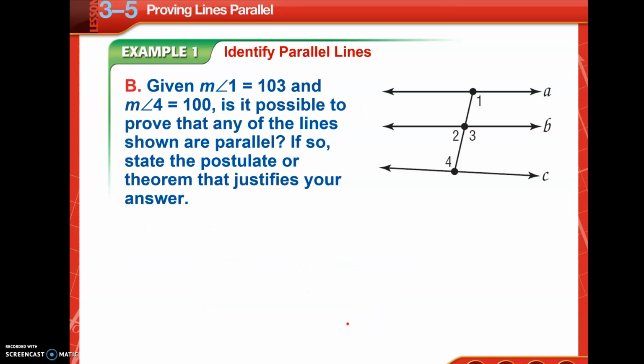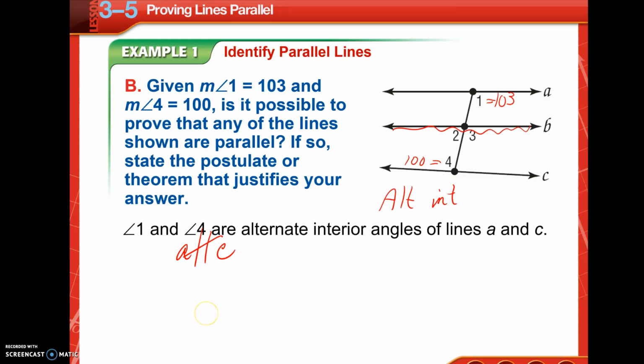So here we have angle 1 is 103 and angle 4 is 100. So look at what type of angles those are. Those are alternate interiors, so we're kind of forgetting about this one. But notice they're not equal, so that means they're not congruent. So A is not parallel to C. So I can put that line through it there, or I could say that there's no lines parallel on that because these are not congruent.